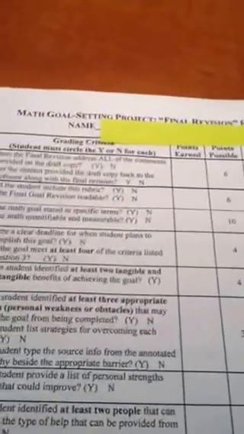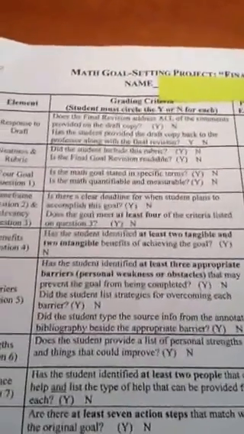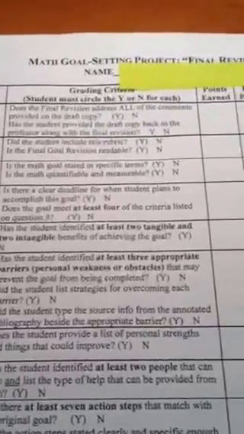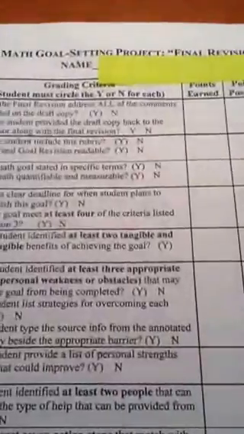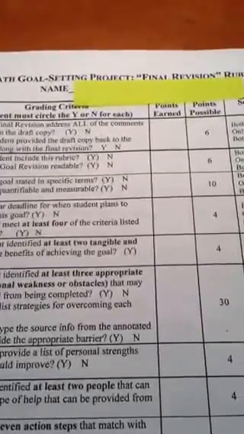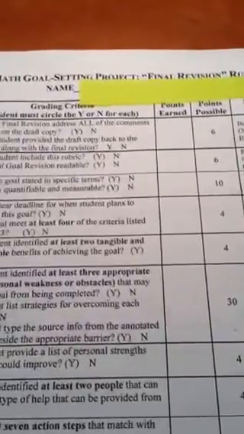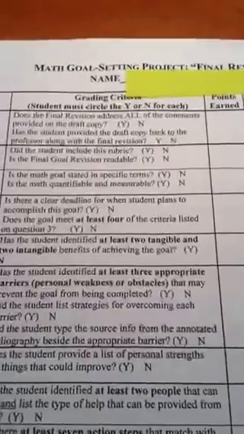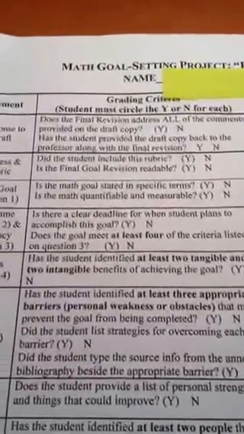Good afternoon. I wanted to take you through what the final project should look like in case you had any last minute questions. This student has submitted their project to me on the Math Goal Setting Final Revision rubric, which is found in Module 4 under Assignments.